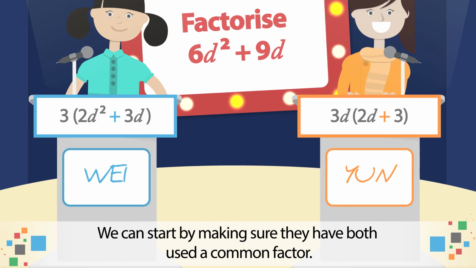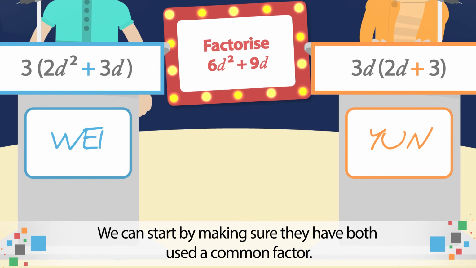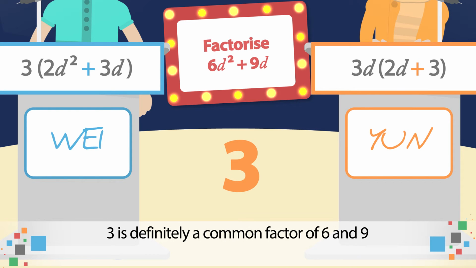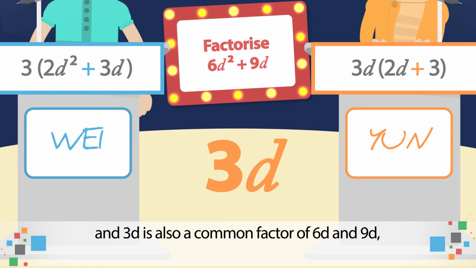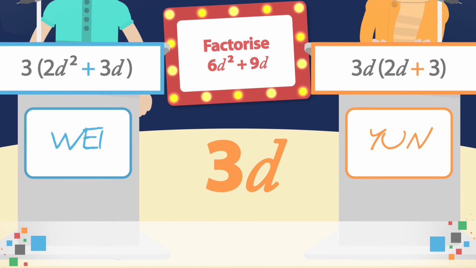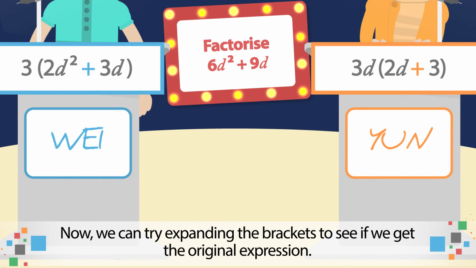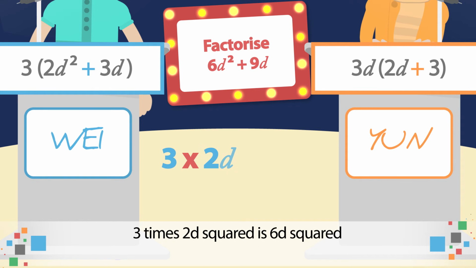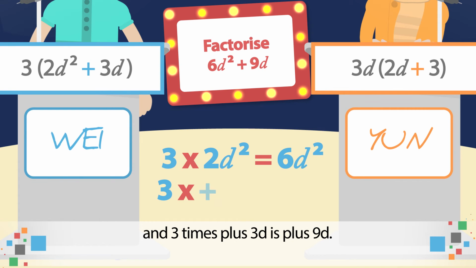We can start by making sure they have both used a common factor. 3 is definitely a common factor of 6 and 9, and 3d is also a common factor of 6d and 9d, so they have both chosen common factors. Now we can try expanding the brackets to see if we get the original expression. 3 times 2d squared is 6d squared, and 3 times plus 3d is plus 9d.